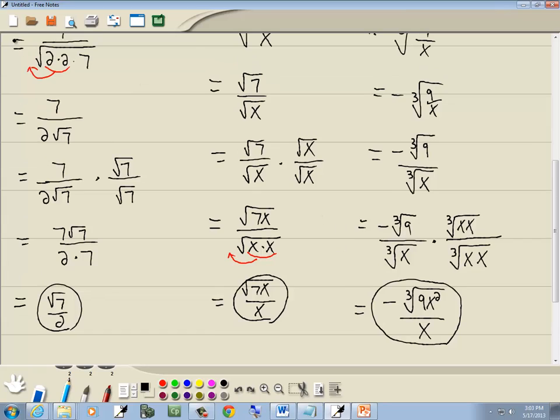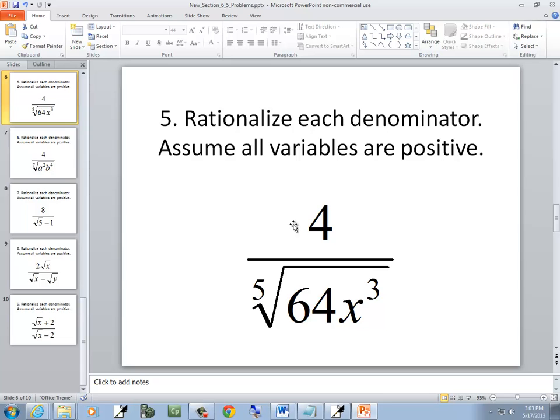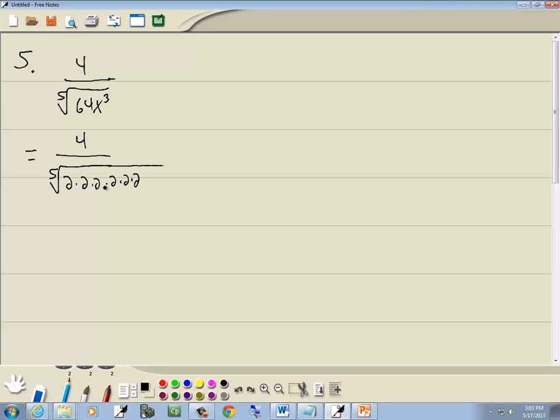Let me start a new page. Okay, so we got 4 over the 5th root of 64 x to the 3rd. Now, to begin with, you want to simplify these as much as you can. 64, that's 6 2's, I think. 2, 4, 8, 16, 32, 64, yeah. And x to the 3rd is 3 x's.